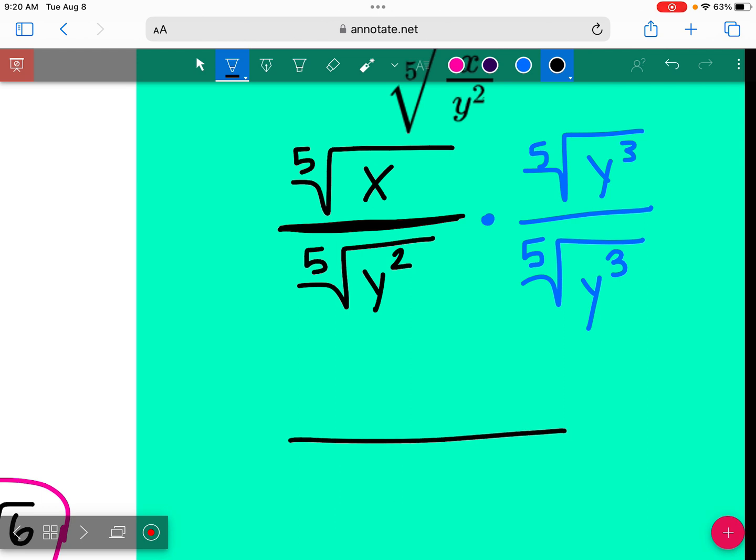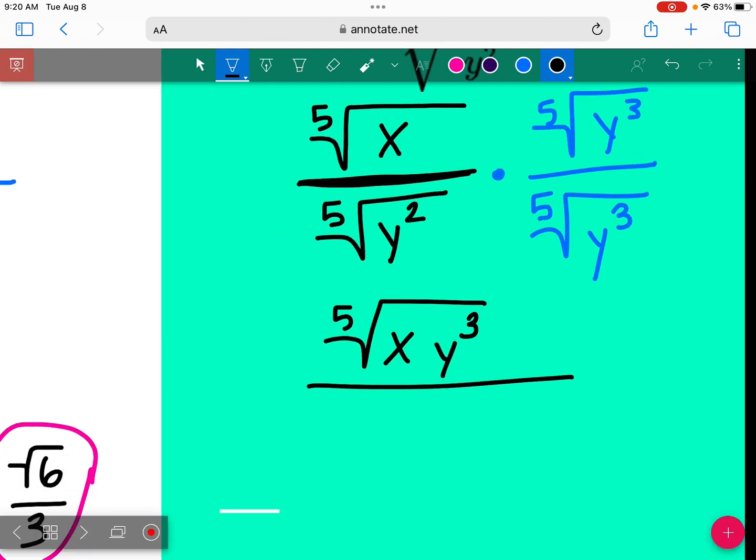Okay, so our numerator is going to be that fifth root. We have our x times our other one times y cubed. What are we going to have in our denominator? Just y.